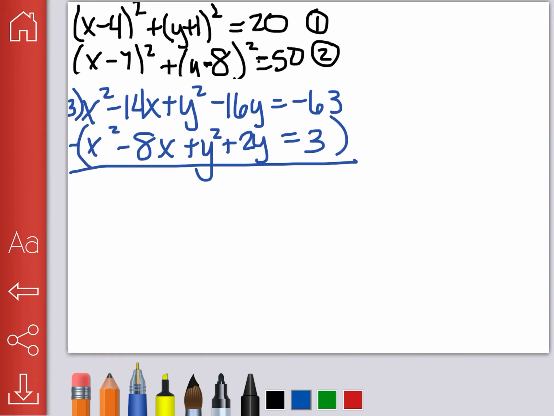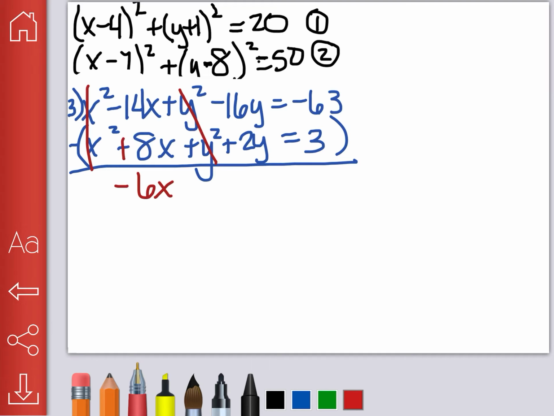Now, what we're going to do, because our goal here is to get rid of the x squared and the y squared, is subtract the second one from the first one. So we're going to subtract every term from the term above it. So when we subtract a negative 8x from a negative 14x, we have negative 14x minus negative 8x. So we get negative 14x plus 8x, which would be negative 6x.